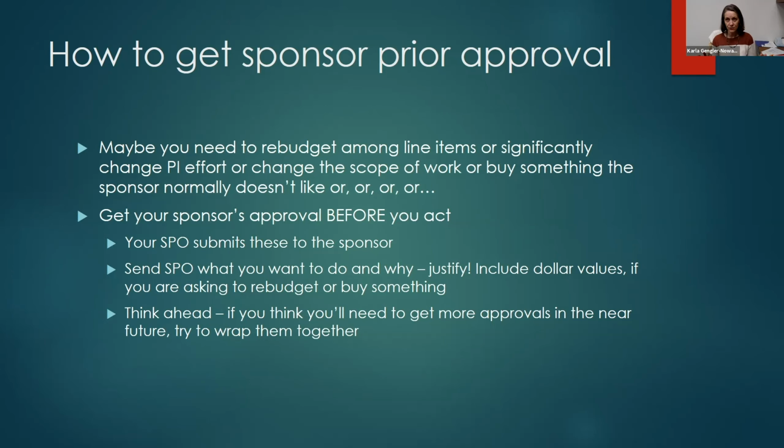So there's any number of reasons to get prior approval from the sponsor before you proceed. But key is do it before you spend the money, because if they say no, it's an unallowable cost and you're going to have to eat it on the department side. So to do that, you're going to submit these requests to your sponsor program officer, who will officially submit them to the sponsor. You need to justify it. It's like how much you want to spend. Why do you want to do it? Do all the things to make them happy. And try to bundle your requests. If you think you're going to have more in the near future, try to wrap everything up into one request.